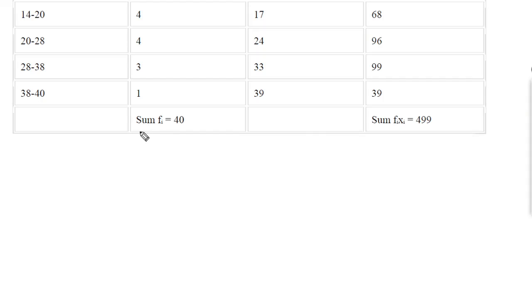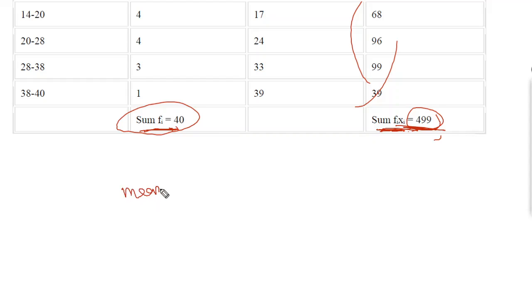The sum of fi, that is 40, and the sum of all the numbers, that is sigma fi xi, or sum of fi xi is equal to 499. Okay, you please find the sum. It will be equal to 499. Now what we will do?